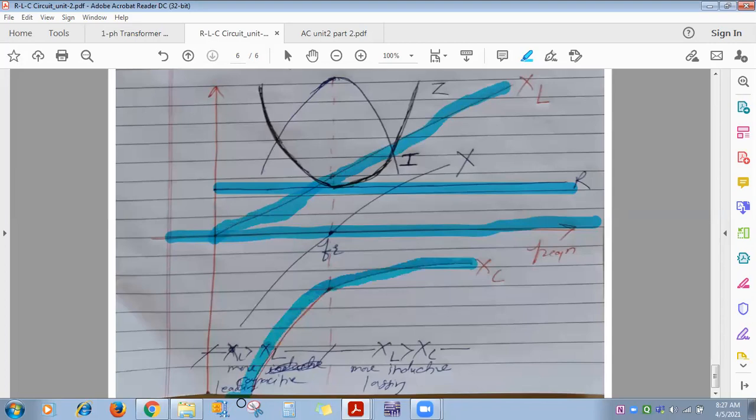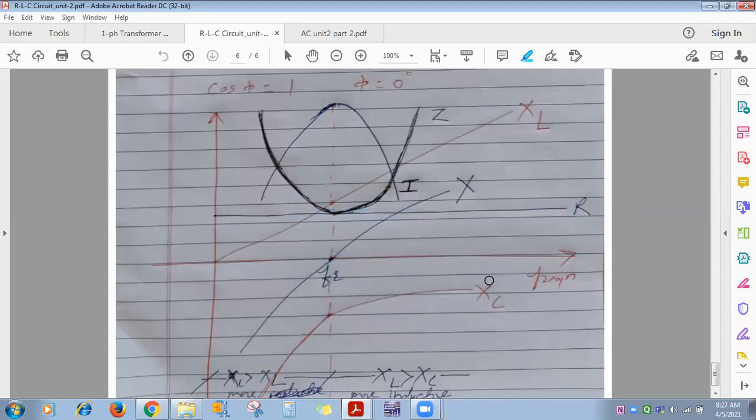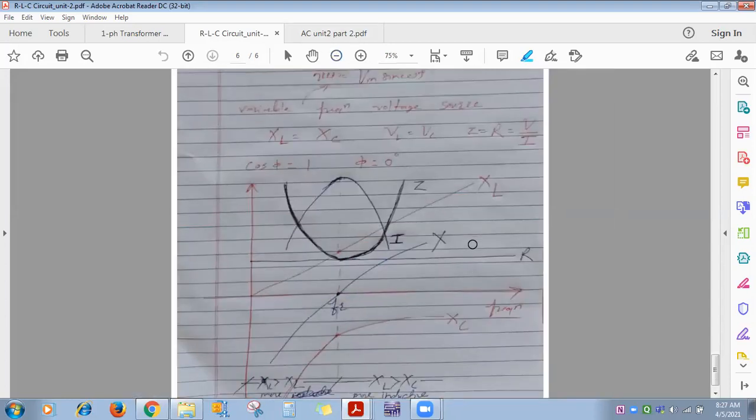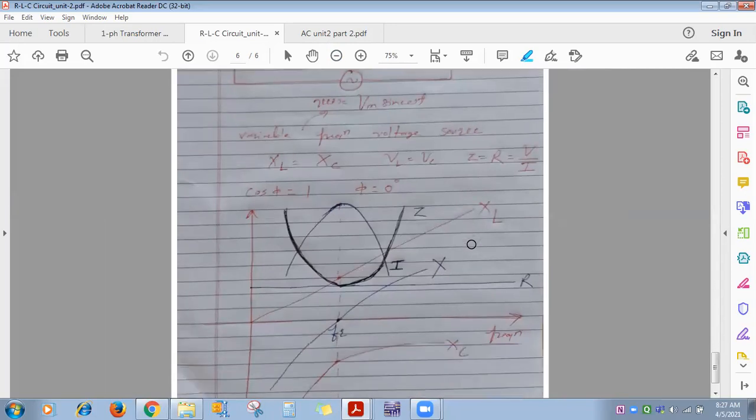For DC, XC is infinity. For lower frequency, it is very high, and as frequency goes on increasing, XC decreases. XC is inversely proportional to frequency, isn't it? Now, whenever you represent the XL and XC graph, at resonance, all of you know XL is equal to XC. Then the circuit is said to be at resonance, and that frequency is called the resonant frequency.